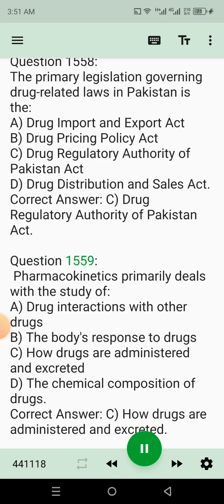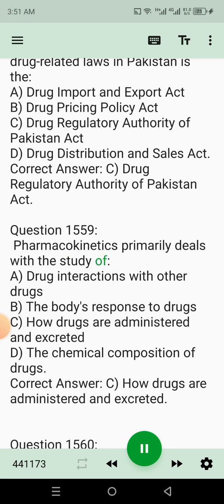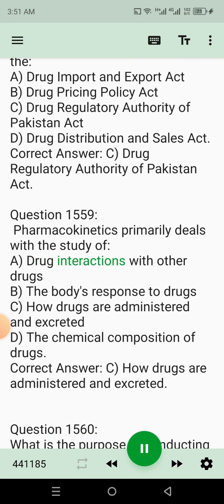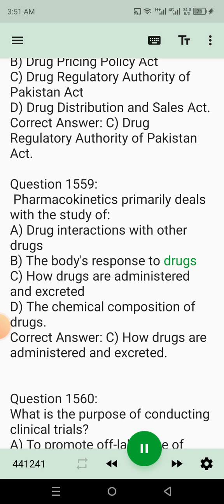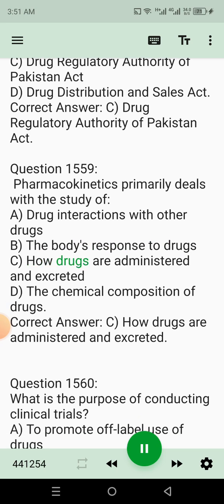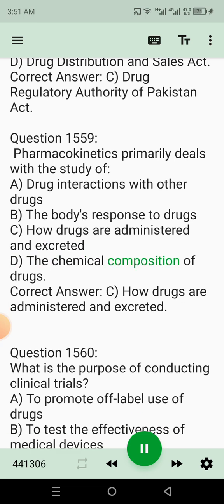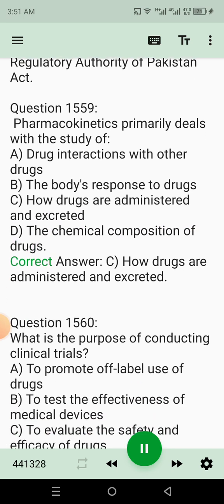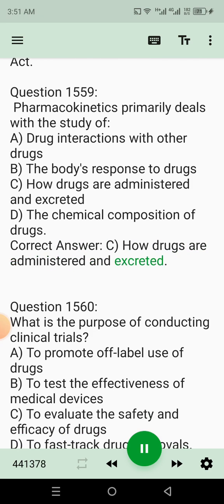Question 1559. Pharmacokinetics primarily deals with the study of A. Drug interactions with other drugs. B. The body's response to drugs. C. How drugs are administered and excreted. D. The chemical composition of drugs. Correct answer. C. How drugs are administered and excreted.